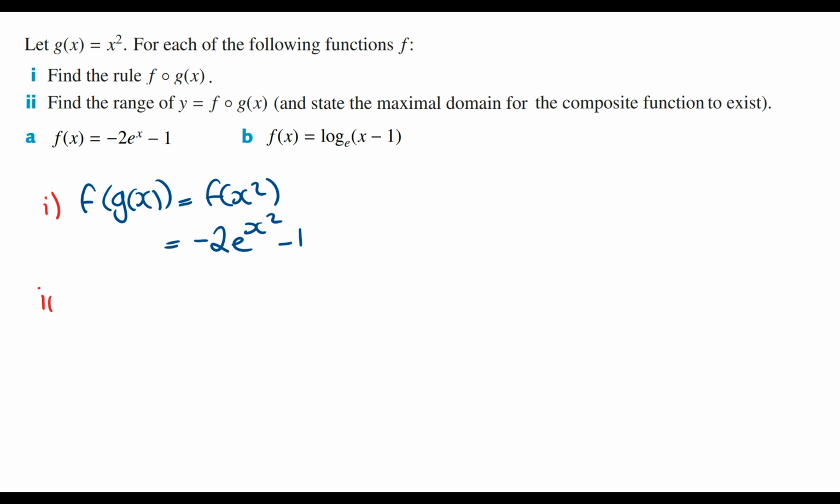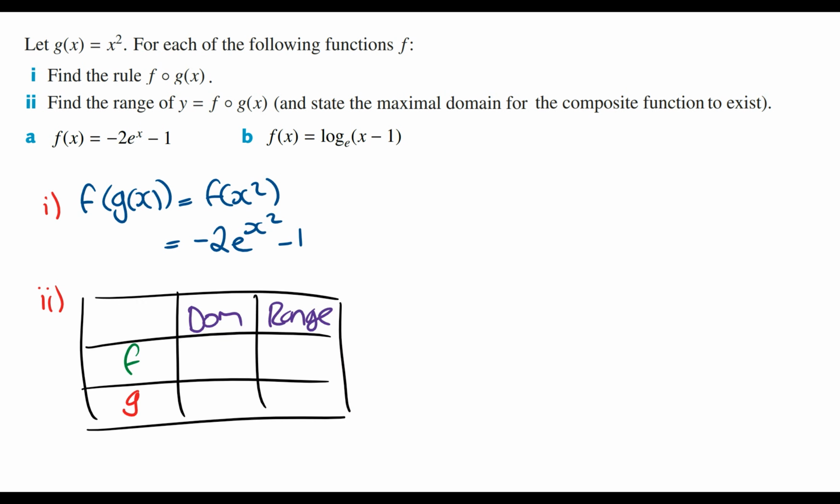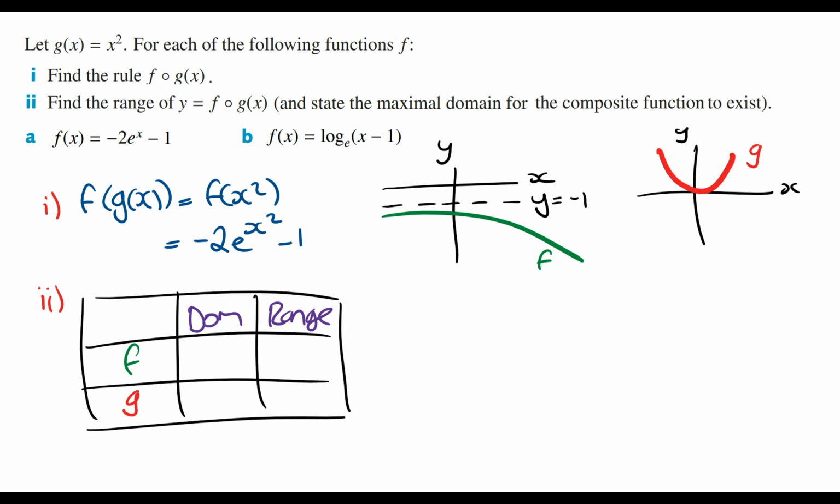Part 2. Reading the question, we can't assume that the composite function already exists. And so before trying to find the range and the domain, we need to construct a table of domain and ranges, and write down the domain and range of each of the functions. To do this, you should always sketch the two functions. f of x is an exponential function that's reflected in the x-axis and then translated one unit down. And g of x is just a basic parabola.